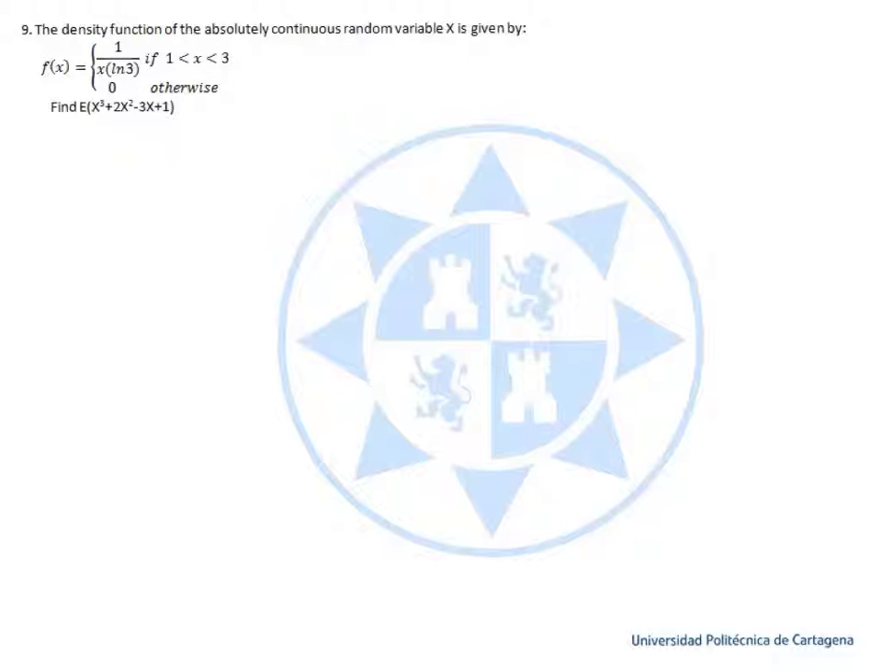The density function of the absolutely continuous random variable x is given by this expression. We are asked to calculate this expected value. To do that, we are going to do it step by step, applying the properties of expected value.